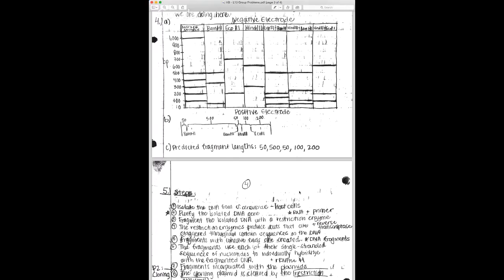Awesome. For question number 4, it gives you the restriction enzymes, and then it wants you to, for part A, draw an image that represents what your gel would look like after running it. You just look at each restriction enzyme, and on your negative electrode side, you're going to go down from there and start with the biggest fragments. So you'd have 1,000, 500, 400, 300, 200, and 100 base pairs on your side.